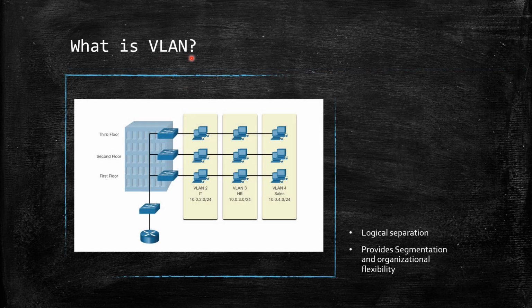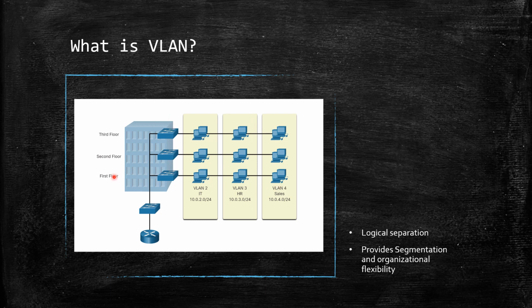Virtual LAN, or you can say VLAN, or virtual local area network. As its name suggests, it is virtual, which means it is a logical separation. As we all know, switches are layer 2 devices. So VLAN is the functionality on such layer 2 devices which provides segmentation and organizational flexibility to the network administrator. In VLAN, we generally don't bother about the physical location of the devices.